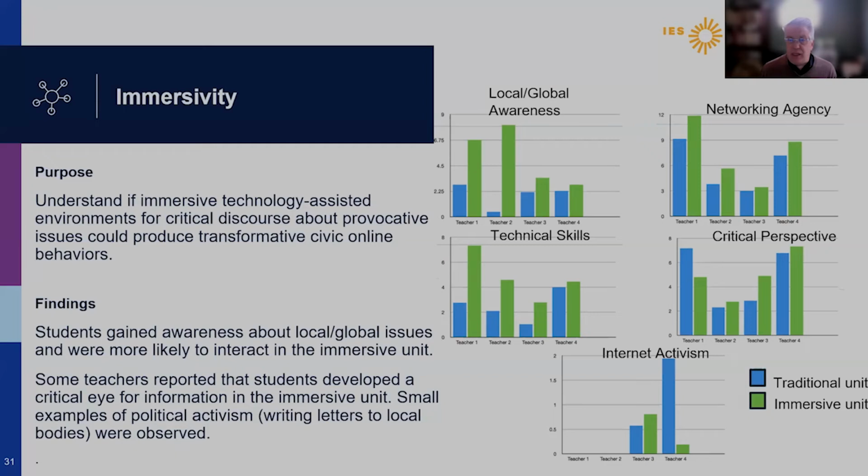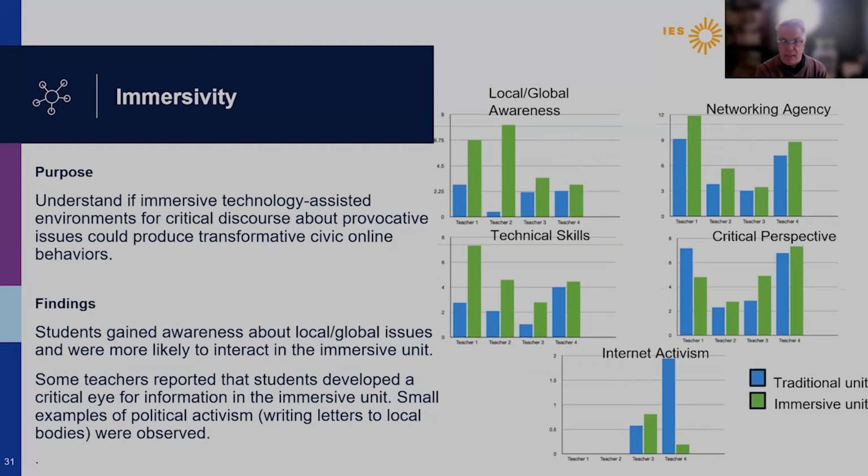And the last one I'll share just briefly is we wanted to look at how the immersive units that Dr. Glassman talked about before were working. Last year we had 3 units, one on immigration, one on Native Americans, and one on food insecurity. We had 87 students participating who had parental permission. During the year, each unit became more immersive, so the immersivity changed over time.